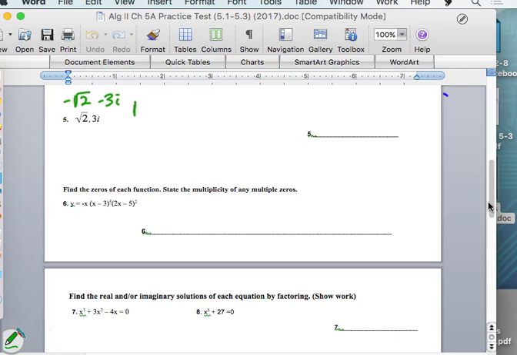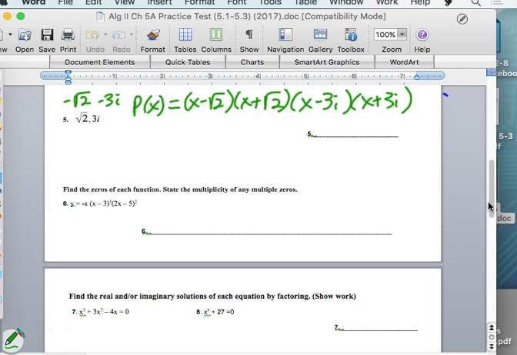So we got to call this p of x again. And we've got to use x minus the square root of 2, x plus the square root of 2, x minus 3i, and x plus 3i. And then once again, if we know how to group these, this is going to be a very basic problem. How do we group this? 2 radicals first, then 2 imaginaries. So you're using these 2 and these 2. You want to use that sum and difference pattern to make life easier.